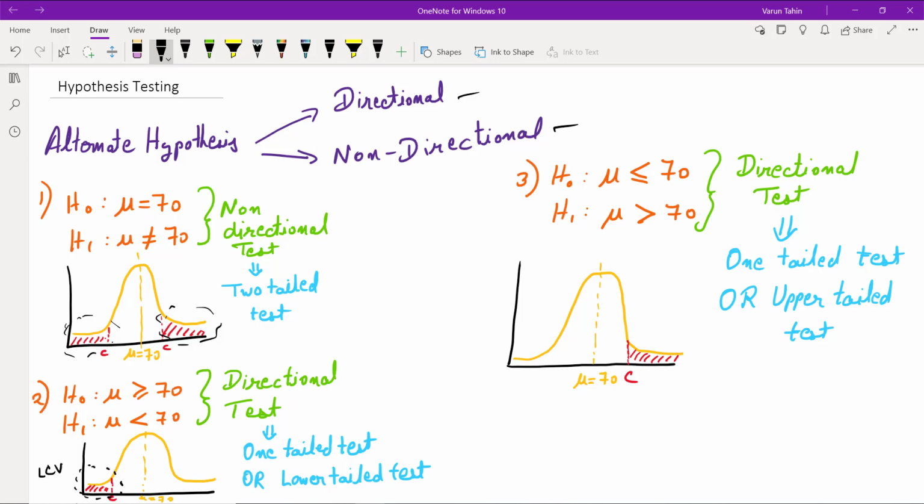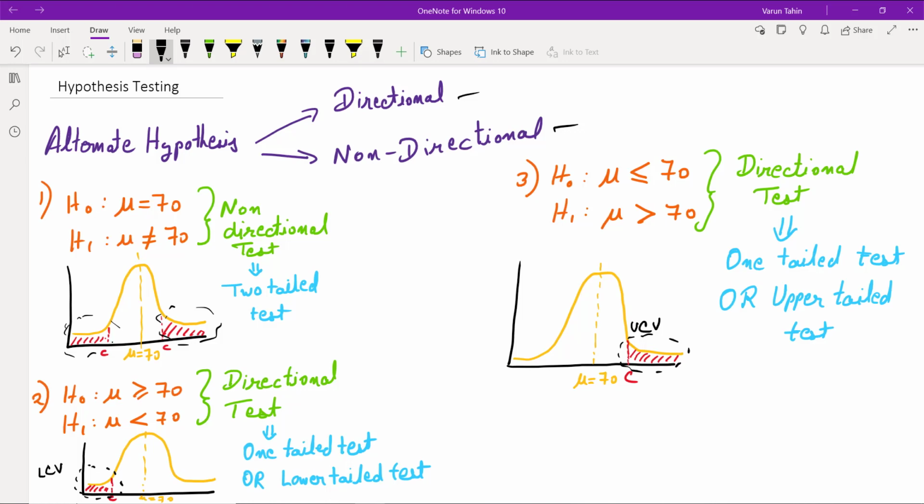And likewise there is another directional test when the null hypothesis becomes mu is less than or equal to 70 and the alternate hypothesis is mu greater than 70. So this is also known as a one tail test, but it is the upper tail test because in this case it is lying near the UCV or the upper end of the distribution. Now the upper tail test is majorly used in the manufacturing industry.